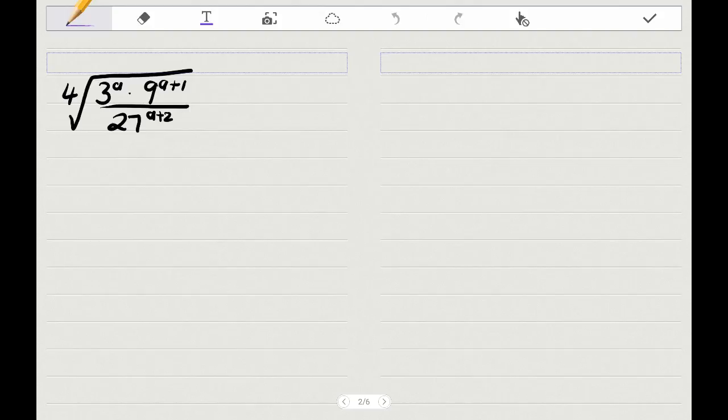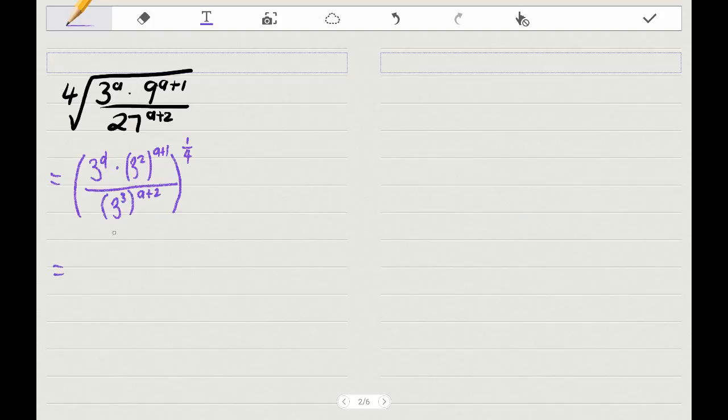Okay, so here we have a fourth root and we have the sum. First things first, we break into prime numbers. Also, I like to write our roots as a power of a quarter. In the previous videos, we did say why this is true. So 3 is a prime number, so we just have it there, to the power of a. And 9 we can write as 3 squared, and that's to the power of a plus 1. All over 27, which is 3 to the power of 3, and that's to the power of a plus 2.